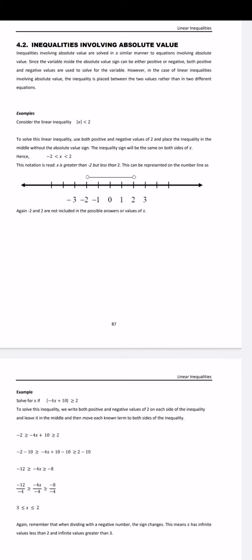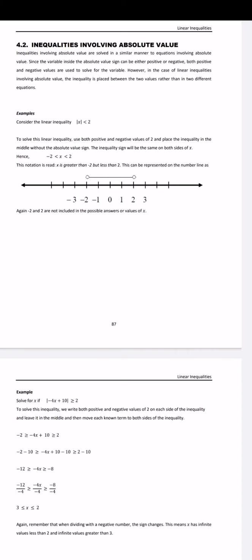Now, if we are saying that the absolute value of x is less than, in this case, 2, we are saying that the value of x, without minding the sign, is any number that's less than 2. That is, the absolute value of x is less than 2. That's basically what we do.